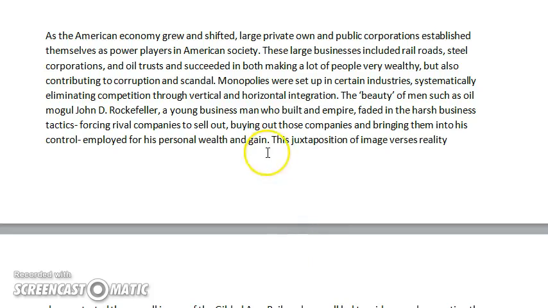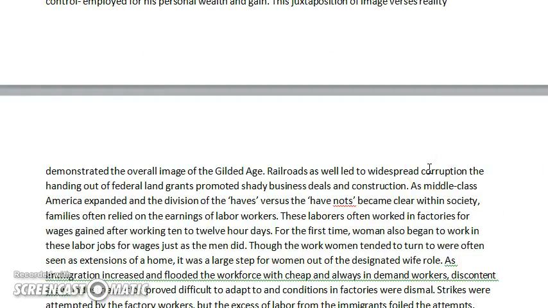As the American economy grew and shifted, large privately owned and public corporations established themselves as power players in American society. These large businesses included railroads, steel corporations, and oil trusts, and succeeded in both making a lot of people very wealthy, but also contributing to corruption and scandal. Monopolies were set up in certain industries, systematically eliminating competition through vertical and horizontal integration. The story of oil mogul John D. Rockefeller, a young businessman who built an empire, was fueled by harsh business tactics, forcing rival companies to sell out, buying out those companies, and bringing them into his control, employed for his personal wealth and gain. This juxtaposition of image versus reality demonstrates the overall image of the Gilded Age.